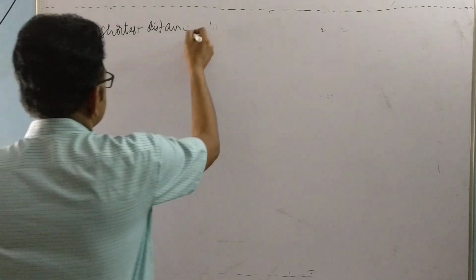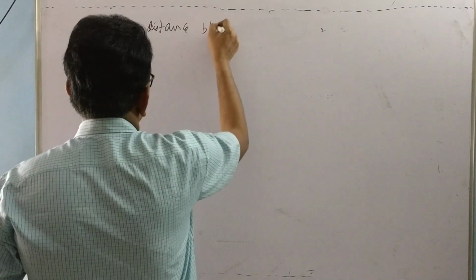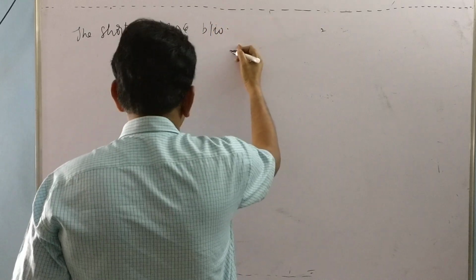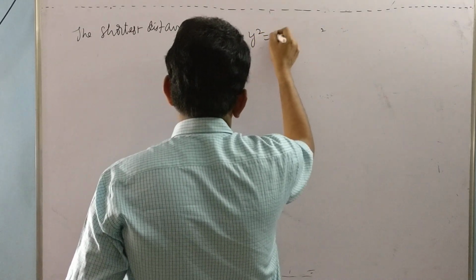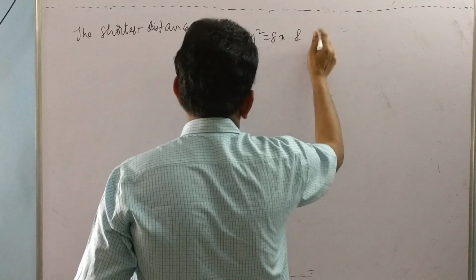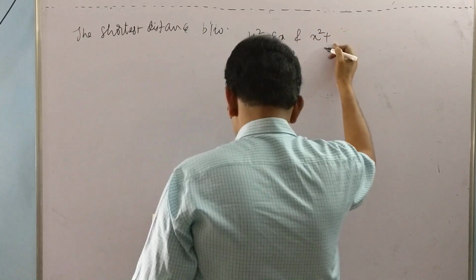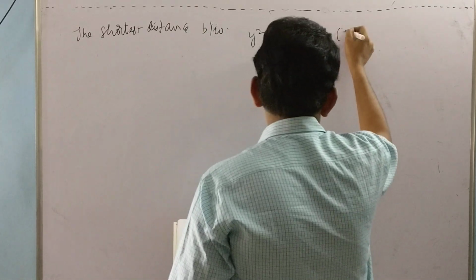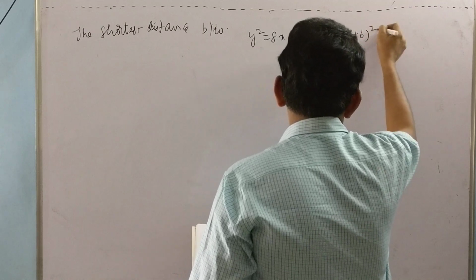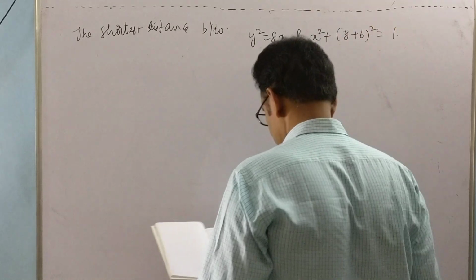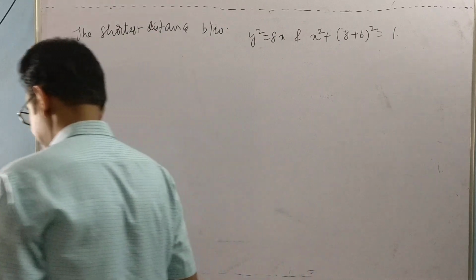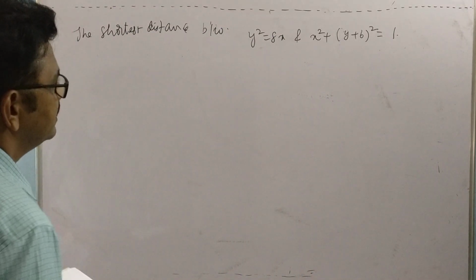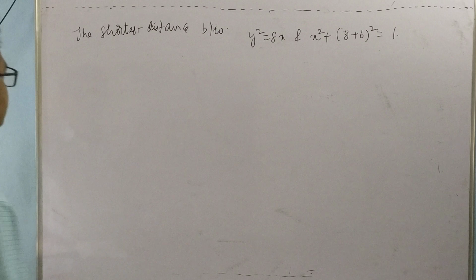Now, the shortest distance between y square equal to 8x and x square plus (y plus 6) whole square equal to 1. You can do the same process. First of all, find the point, after that find the shortest distance.